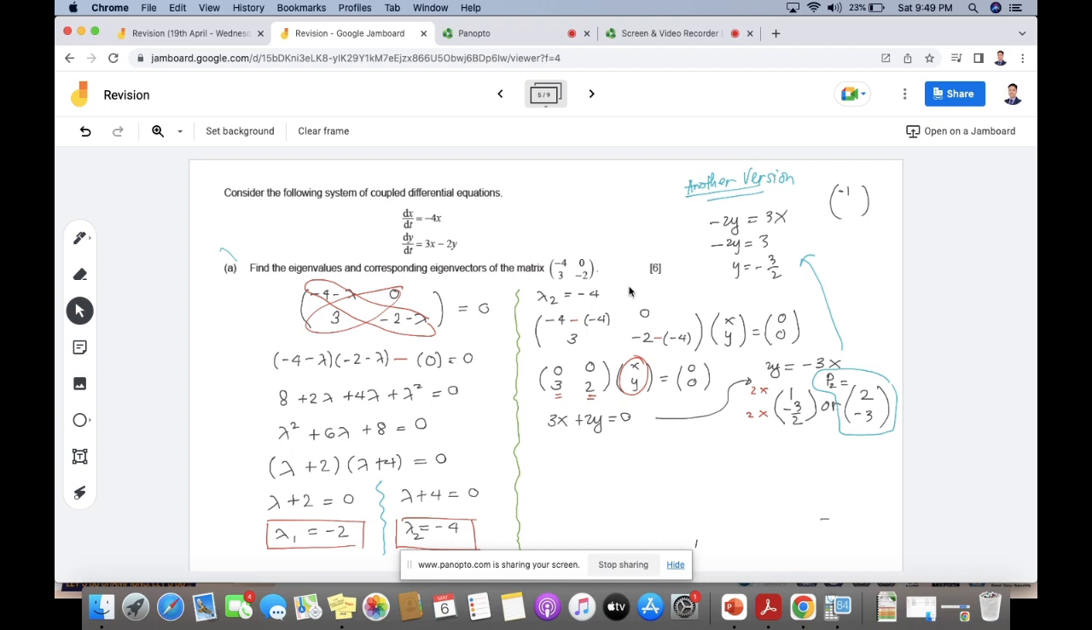Okay. Let me erase this one. What if I assume x to be negative 1? So if I assume x to be negative 1, this now becomes negative 2y equal to negative 3. So solving for y, this becomes y equal to 3 halves. All right. So it will be the same thing. It's still 3 halves. To make this one a whole number, we multiply 2 to both x and y. Therefore, we would still get the same eigenvector, but the negative is now on the x and not on the y.